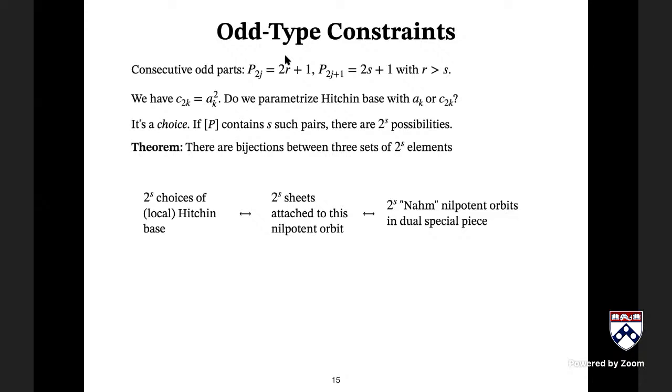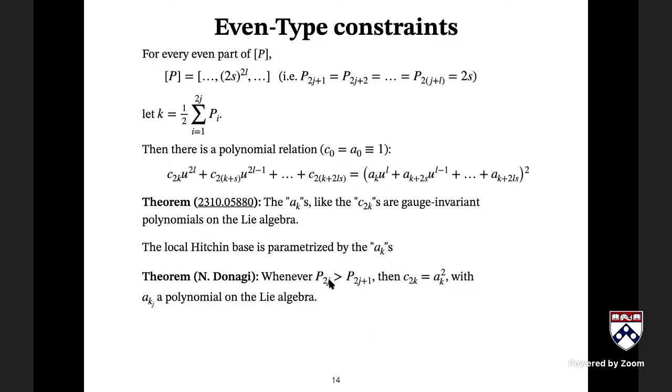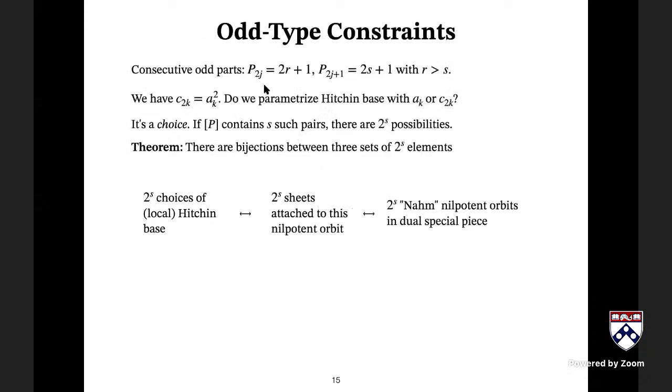There's another set of constraints, which is slightly more subtle. They're the ones that we called odd type constraints. And so remember, this theorem says that whenever this part is bigger than that part, then the corresponding C is a perfect square. We use that in here when this was an even part, but we didn't have to. We could just have a situation where these are two odd numbers, and it happens that this odd number is bigger than that odd number. So then you have that this coefficient is a perfect square, and you should ask yourself, should you use A sub k or C sub 2k to parameterize the Hitchin base? And what I want to claim is that it's actually a choice.